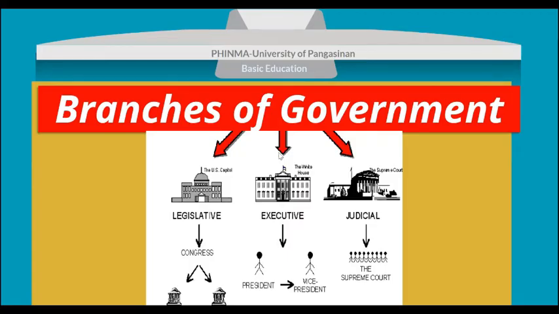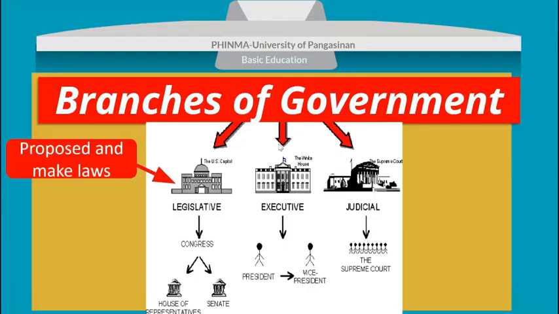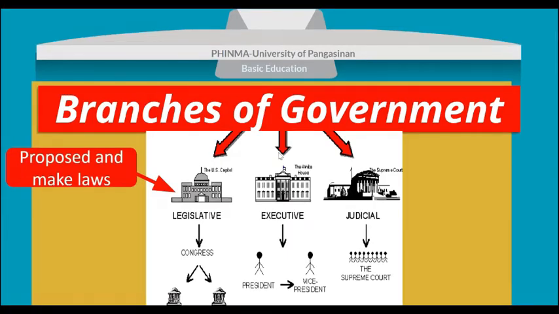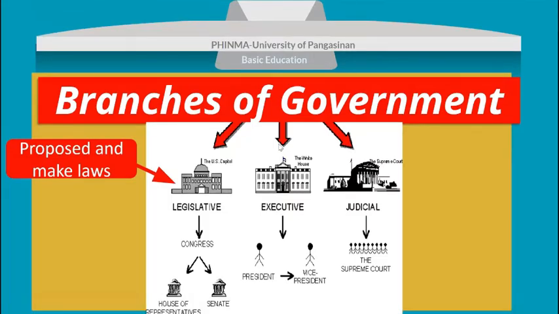Okay. In legislative, they propose and they make laws. Okay? The executive or the legislative, they create and they propose laws. Okay? And as you can see in legislative, we have the Congress, and in Congress we have the lower and the upper house. The upper house is the Senate, and the House of Representatives are or is the lower house.